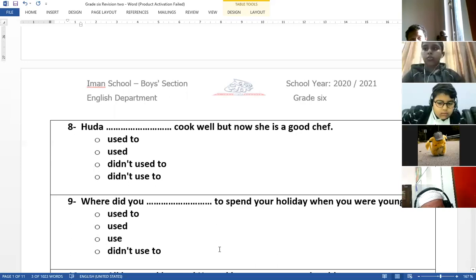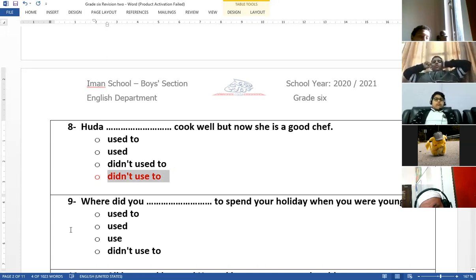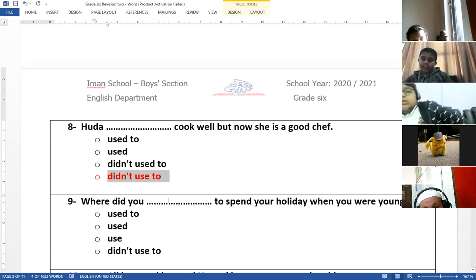Huda cook well, but now she is a good chef. Didn't use to. Which one? Number 3 or number 4? Number 3. Are you sure? Yes. After didn't, we use the verb without ed or d. Do you understand, Tamim? So it is number 4, okay? If we use used to in the affirmative, but in the negative, didn't use to without D. The next one, Tamim.